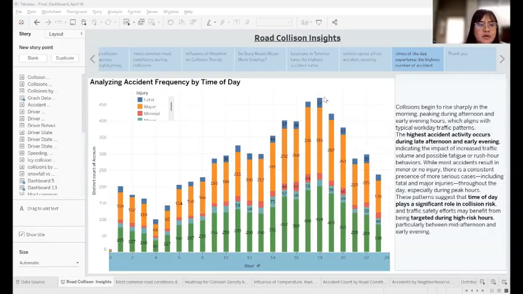During this period, most of the accidents are minor or minimum injury, but we can also see the occurrence of major and even fatal injuries, showing that high traffic volume increases both the frequency and severity of the accidents.